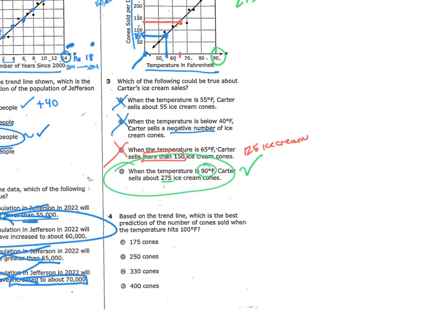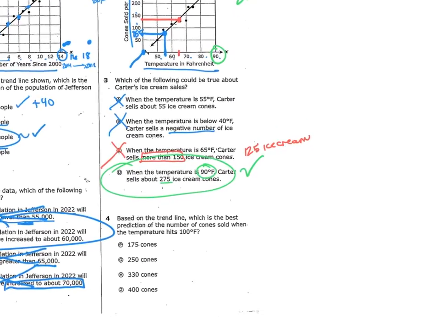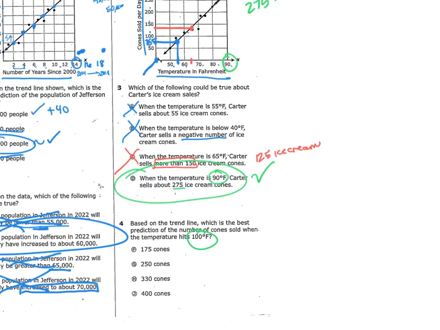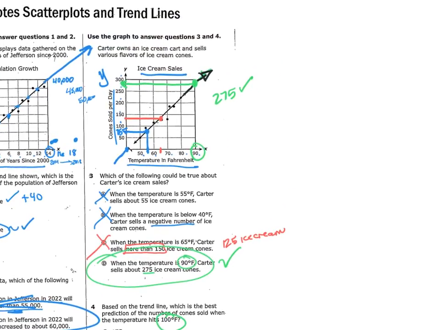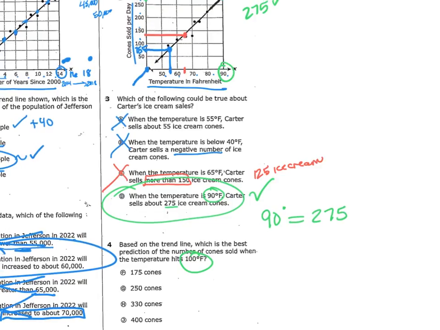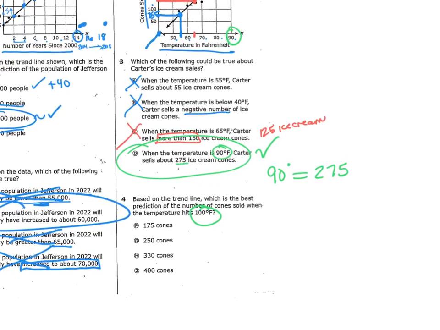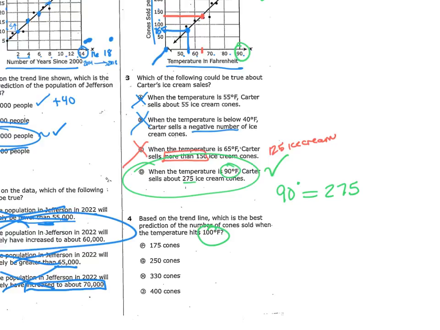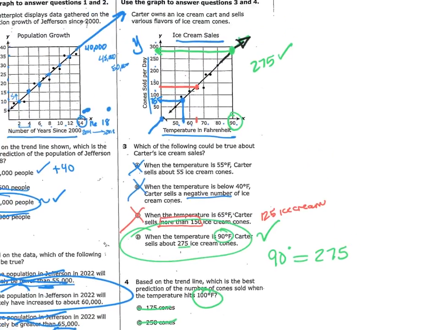Number 4, based on the trend line, which is the best prediction of the number of cones sold when the temperature hits 100 degrees. Okay, so based on the last question, if it's 90 degrees and they sell about 275 ice cream cones, then I already can eliminate F and G because those were a little too low.